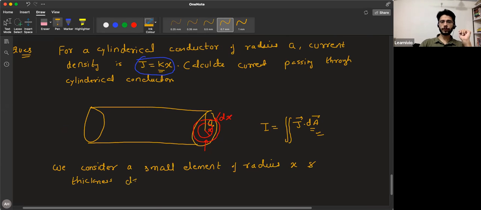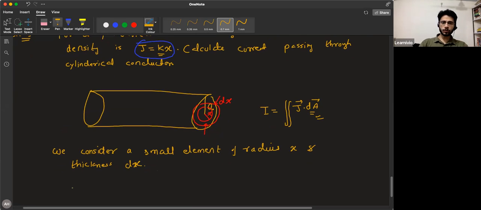Small element of radius x and thickness d. That's the small element. Now we can calculate the area of the small element. To calculate the area of this ring, what is the circumference of this ring? Expression for the circumference of the ring.